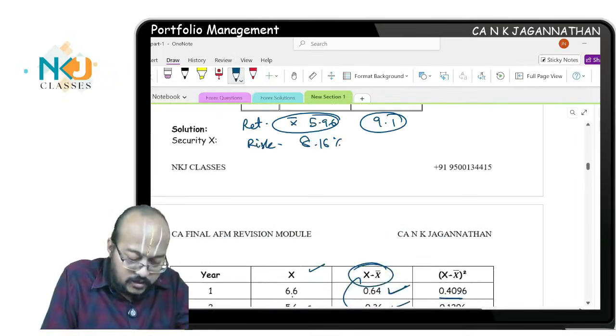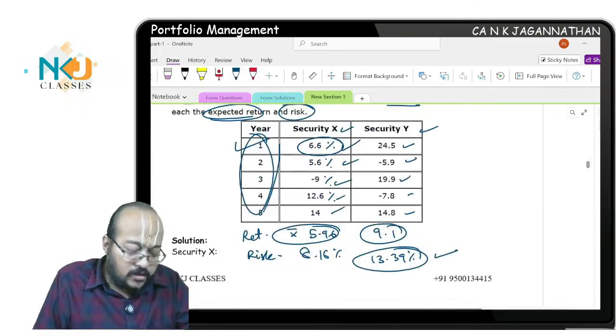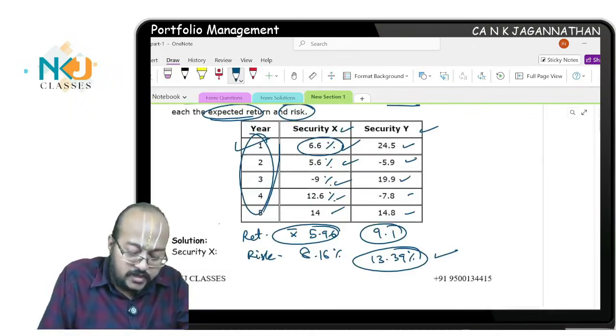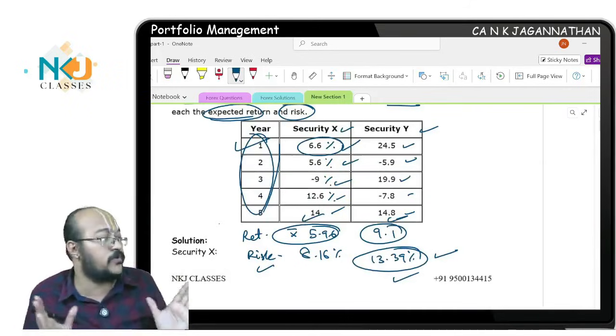13.39. Are you all understanding? Okay, see, here we have computed return for both these securities as well as risk for both these securities. Risk and return. So till now what we learned?